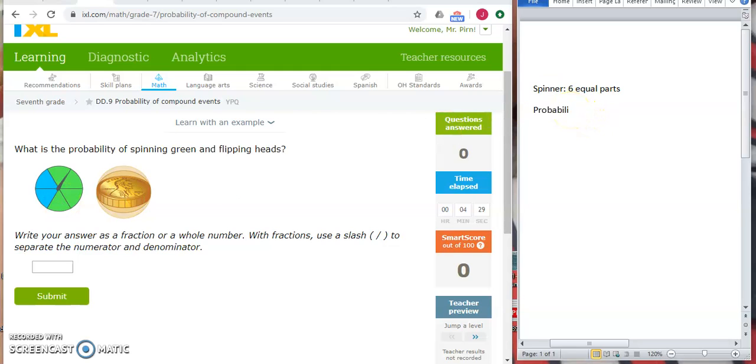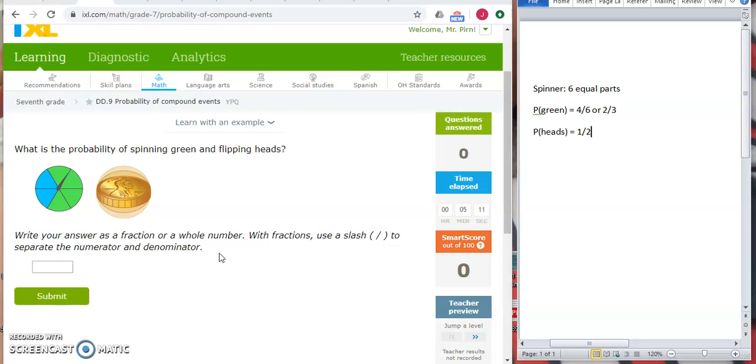So the probability of green on the spinner: there's 4 ways to get green, and there's 6 possibilities. So think for a second, what would the probability be? Well, it would be 4 out of 6, or 2/3 if you simplify that fraction. Let's move on to our coin here. Hopefully we all know the probability for the coin. The chances of flipping heads are 1 out of 2, or 1/2.